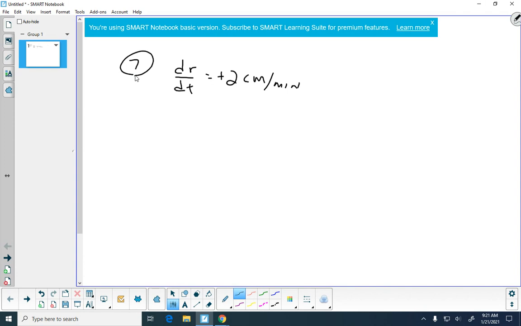And they want to know at what rate is the surface area of the ball increasing when the radius is 8 centimeters. So what we have to do now is recall the next formula, which is the surface area of a sphere. You would probably have to look that up. And the surface area of a sphere is what? Anybody find it?